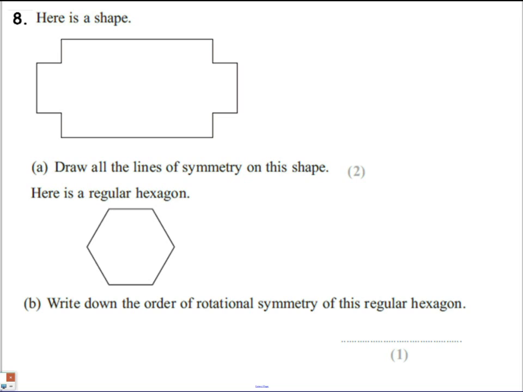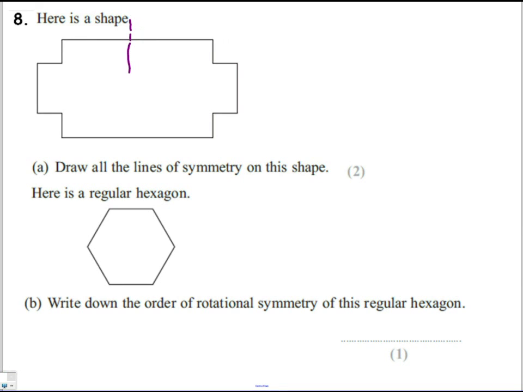Question 8. Here is a shape. Draw all the lines of symmetry on this shape. So a line of symmetry is like a mirror line, where when you draw the line and look down it, what's on one side is the same as what's on the other. So that's one line of symmetry for this shape, and a line down the center would be another line of symmetry. So there are two lines of symmetry.